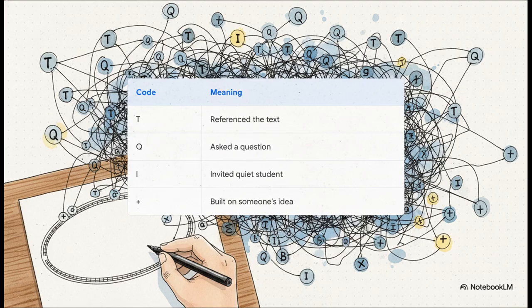T means they backed up their point with the text. Q means they asked a genuine question. I, and this one is absolutely huge, means they actively invited a quiet student into the fold. And a plus sign means they built on someone else's idea instead of just pivoting back to whatever they wanted to say. This map gives you real-time data on group dynamics and equity.